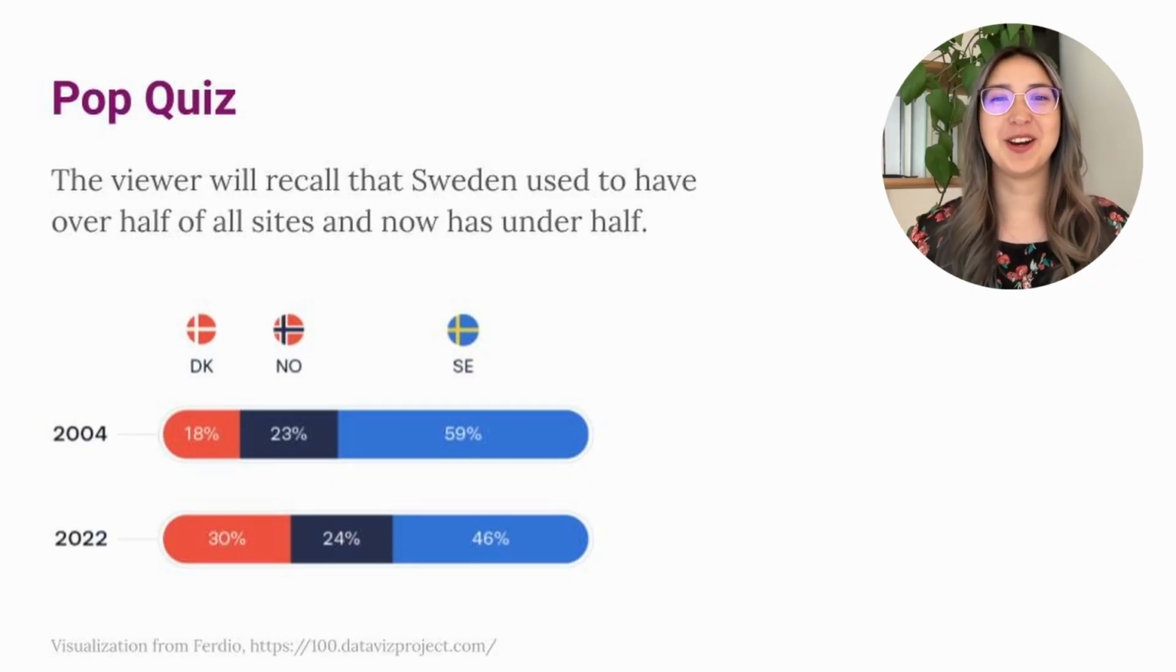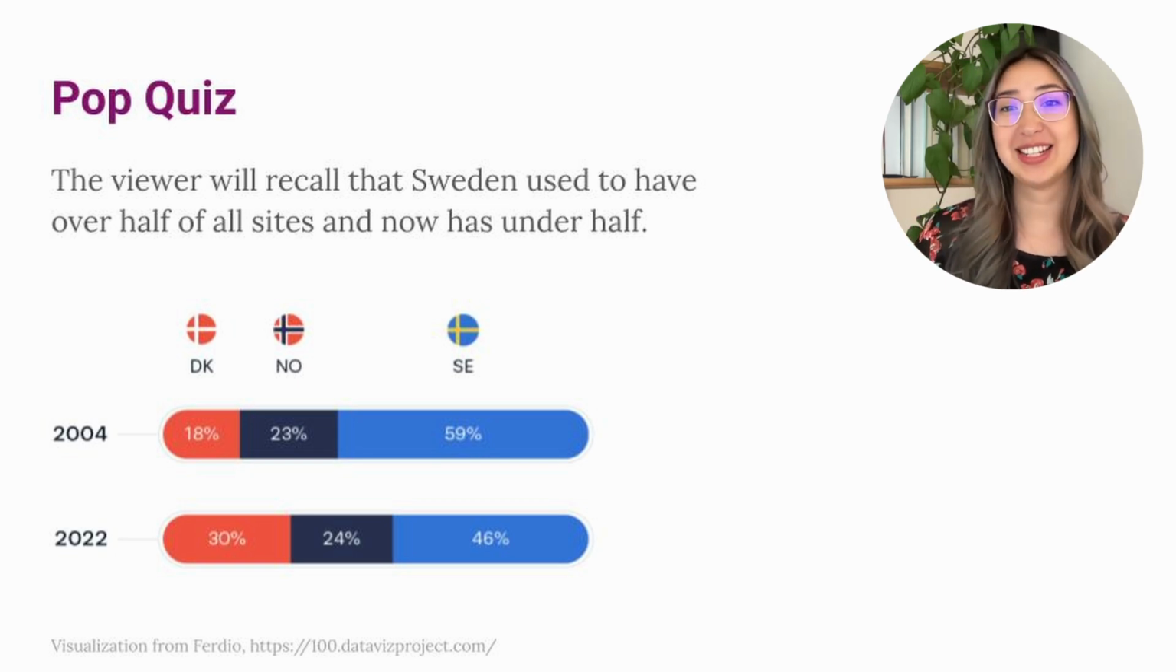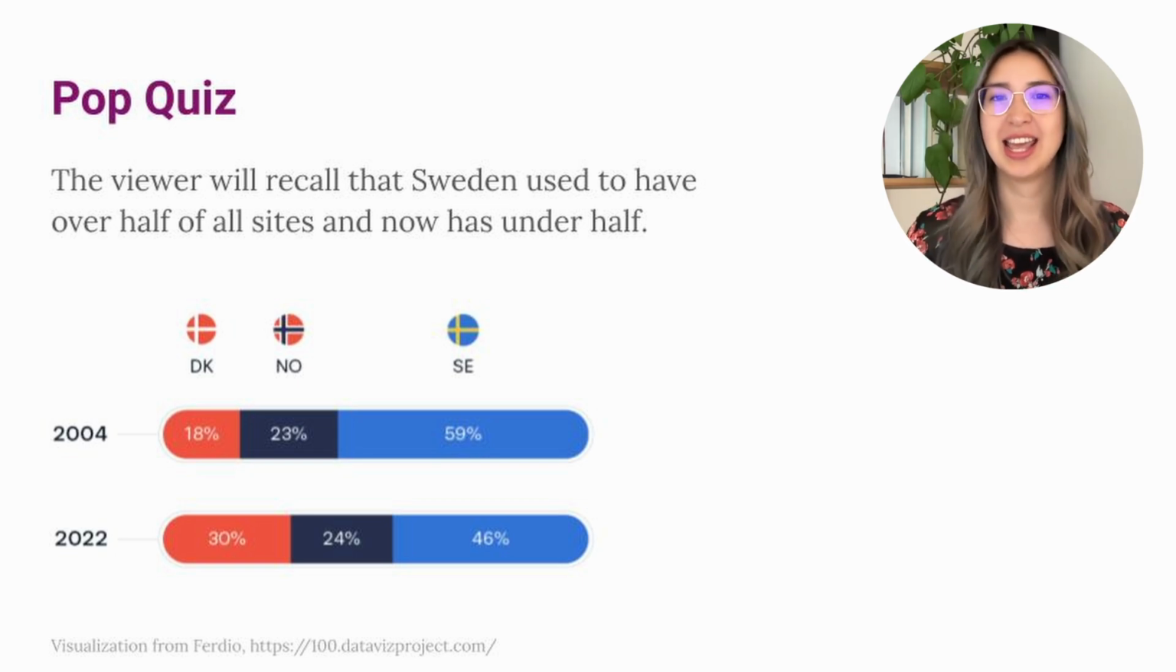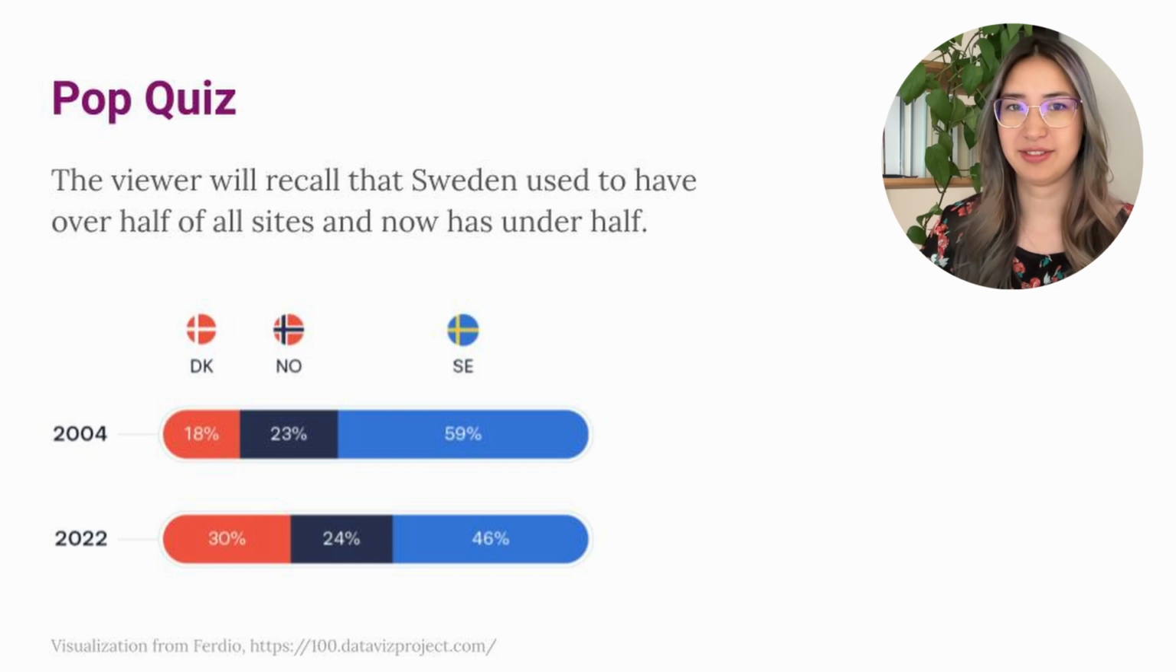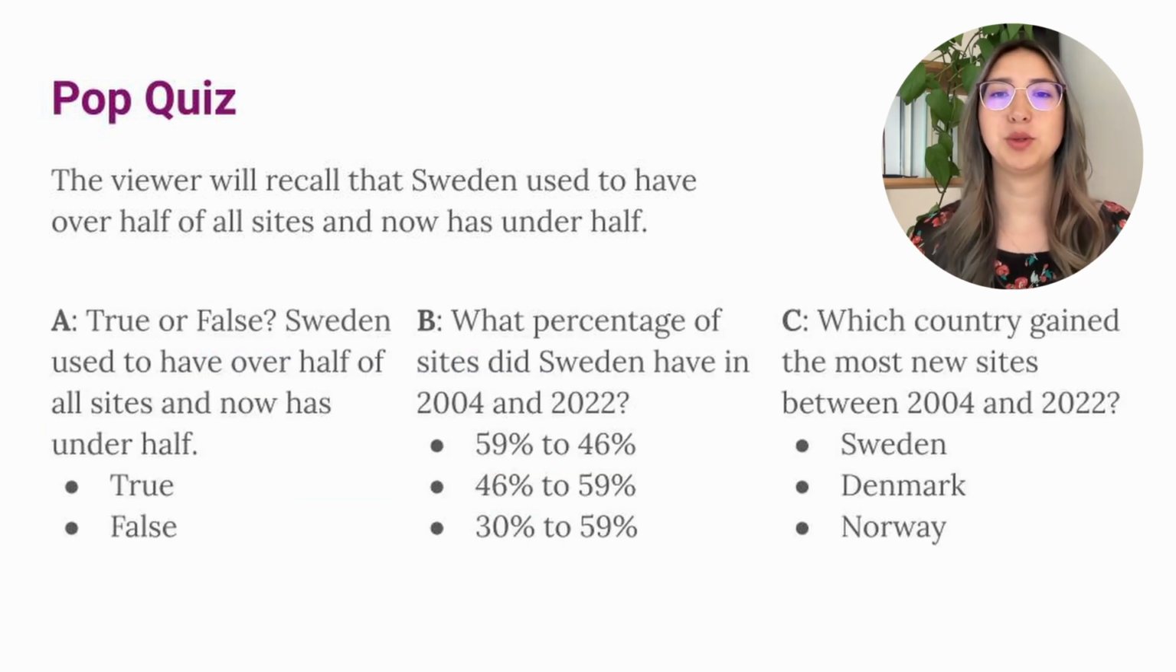Okay, now for a short pop quiz. This graph shows the number of World Heritage Sites in 3 countries in 2004 and 2022. Let's consider a learning objective of, the viewer will recall that Sweden used to have over half of all sites and now has under half. Out of these 3 options, what would be the best multiple choice question to test this?